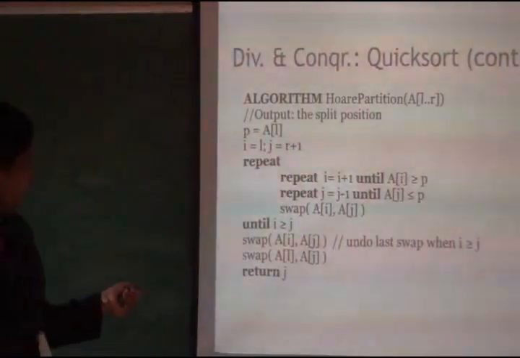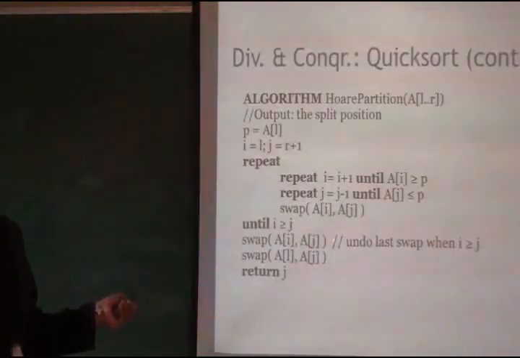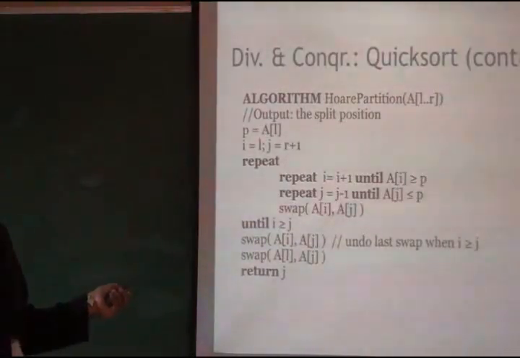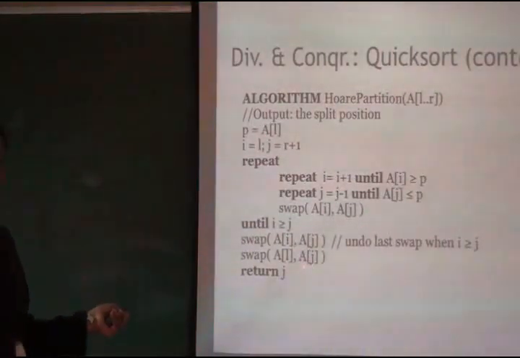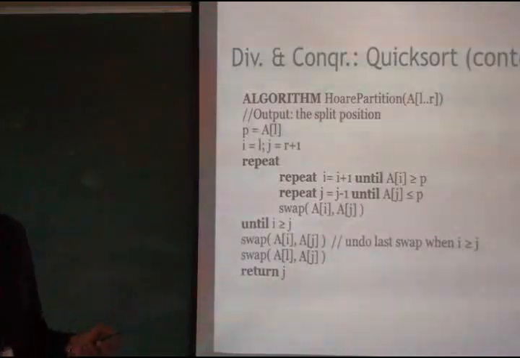to J. And then after swapping, if I is greater than or equal to J, you have to undo the last swap, just swap back whatever we have done previously. Then suppose J is less than the first element, there also you have to swap: A[L] and A[J] should be swapped.